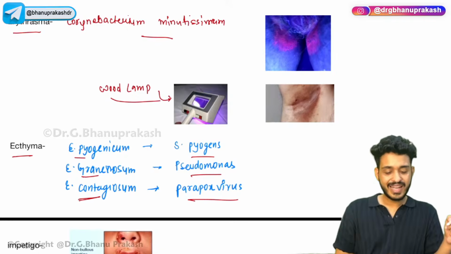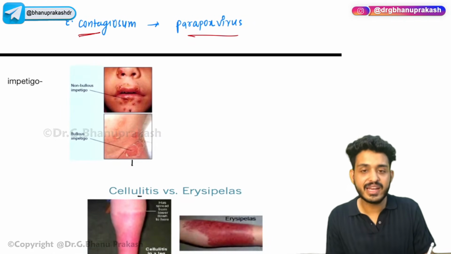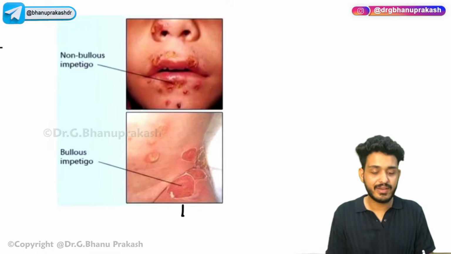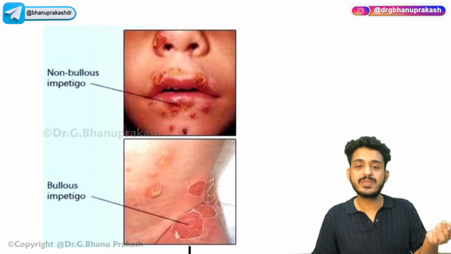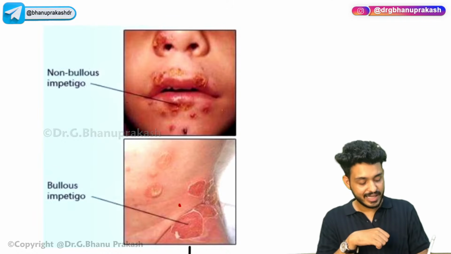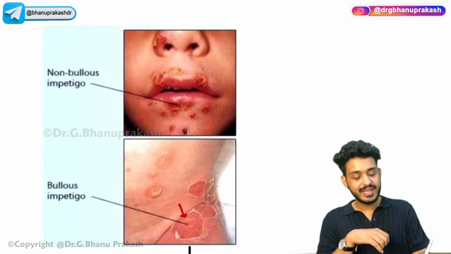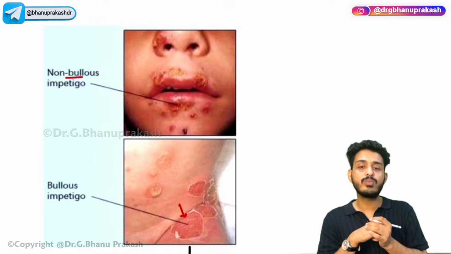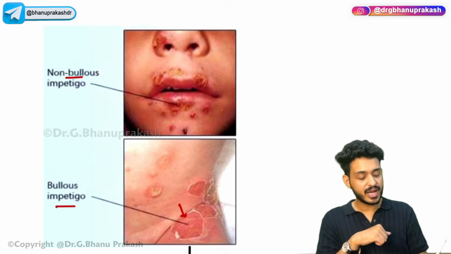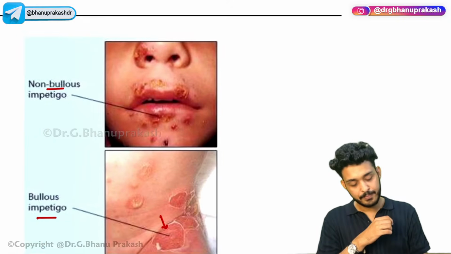Okay, next is your impetigo, guys. In impetigo, we are having two types. One is non-bullous. Non-bullous means what? Bulla, you already know. Bulla is a fluid filled lesion. Here there must be some kind of a fluid filled lesion which has ruptured. Okay, here there is no bulla, so that is non-bullous impetigo. Here there is some kind of a bulla, that is bullous impetigo. Okay, now they will ask you about the cause.